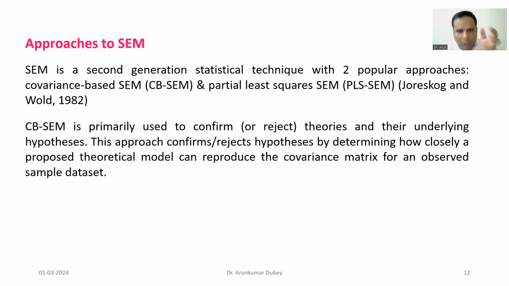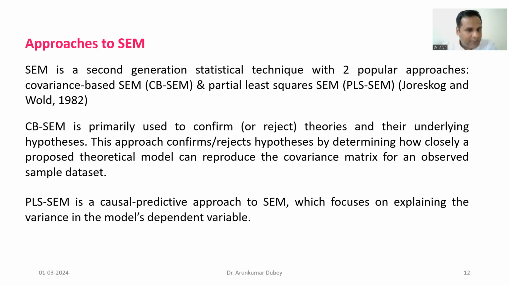So the model that you have specified will have a covariance matrix, and the model that you have run using the data set will also have a covariance matrix. What CB-SEM does is try to reduce the differences between the two matrices, and then it says that yes, okay, you have a model fit. So this is how CB-SEM operates. Even if you don't understand, relax.